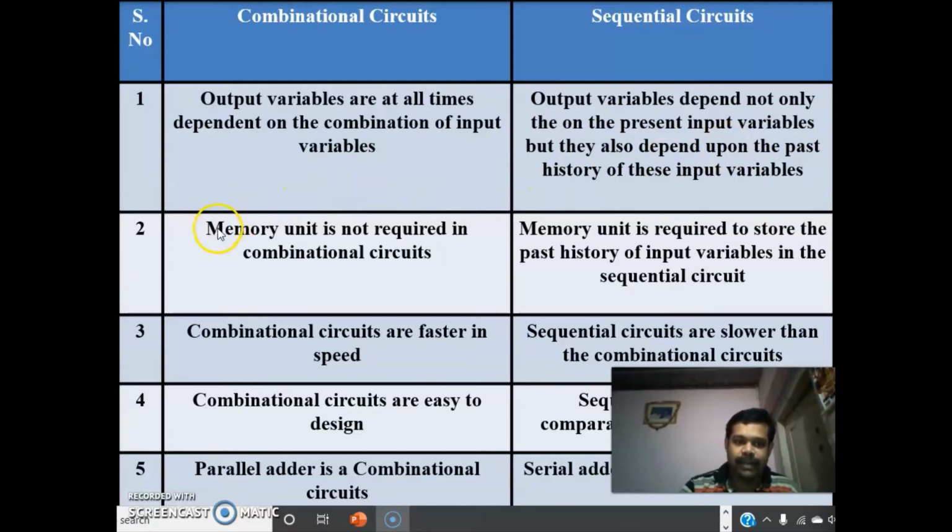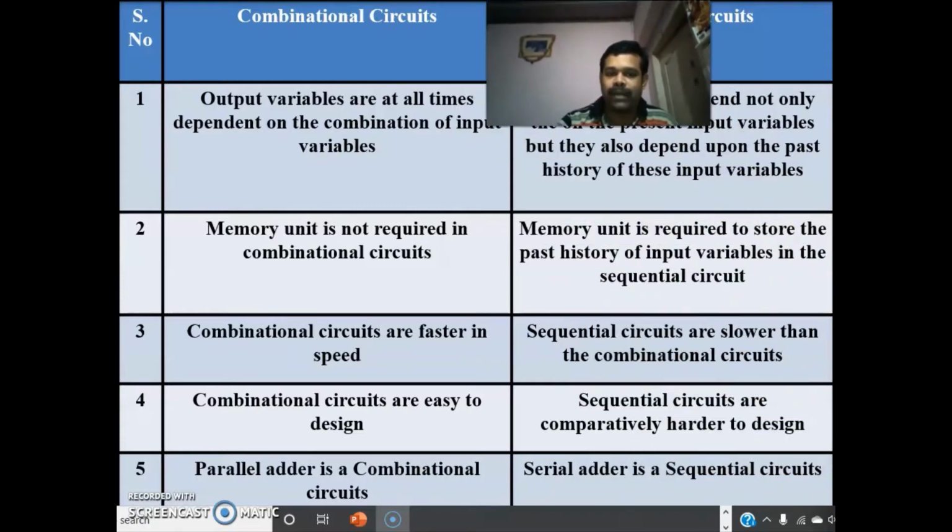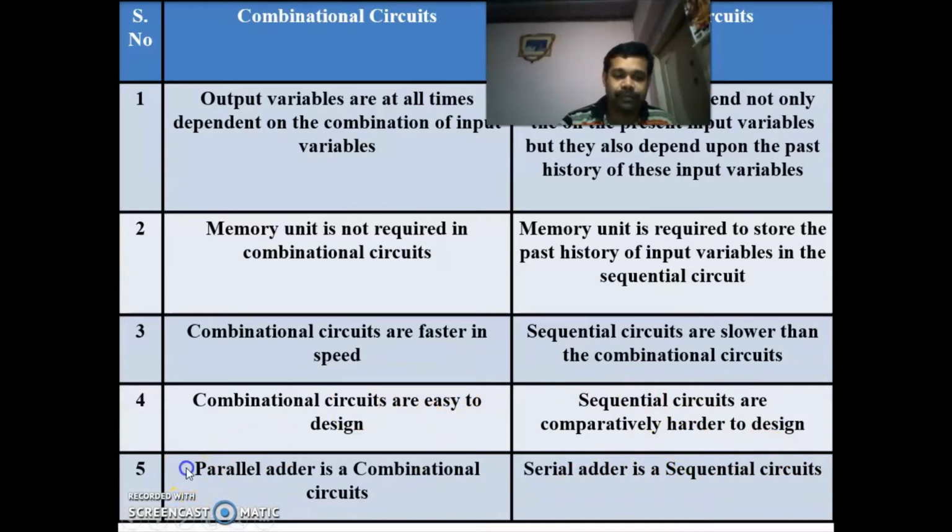The next difference is that a memory unit is not required in a combinational circuit, and in a sequential circuit, a memory unit is required to store the past history of input variables. Combinational circuits are faster, but sequential circuits are slower. Combinational circuits are easy to design. Sequential circuits are comparatively harder to design. A parallel adder is a combinational circuit. A serial adder is a sequential circuit. This is an example of combinational and sequential circuits.